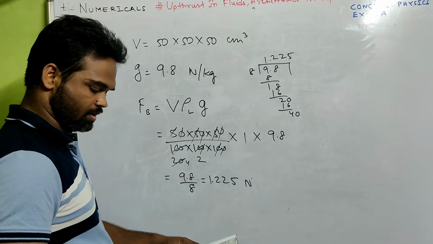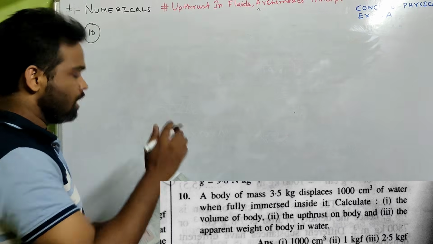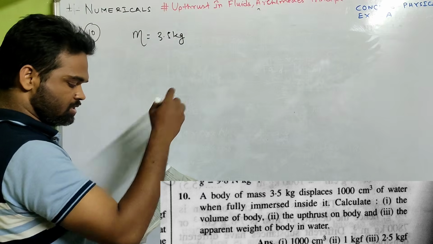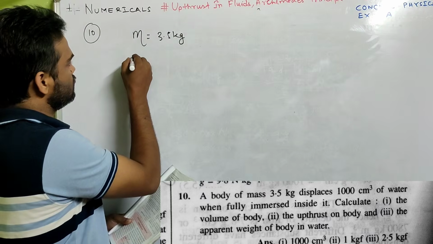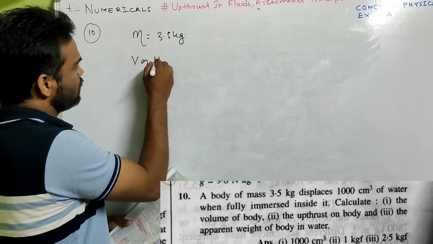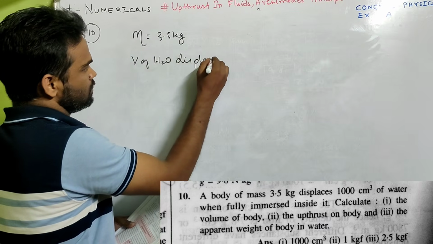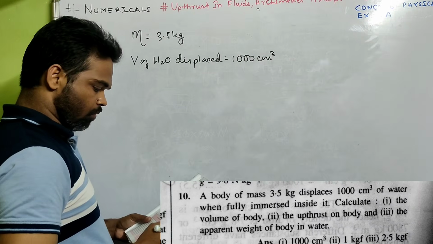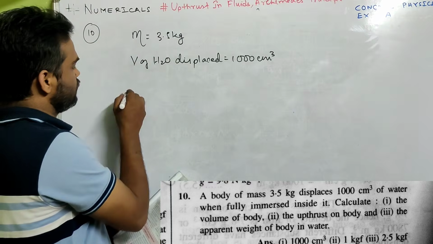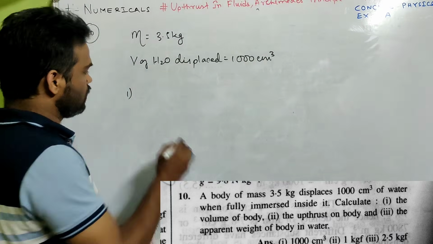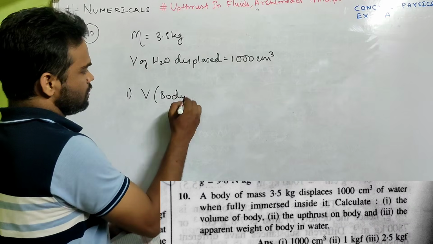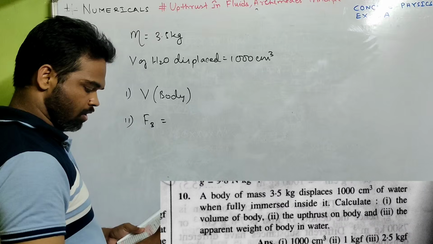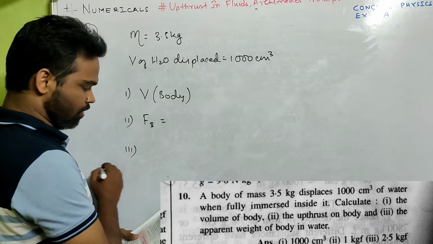Now let us see the last one, number 10. A body of mass 3.5 kg displaces 1000 centimeter cube of water when fully immersed inside it. So volume of water displaced here is 1000 centimeter cube. Number 1, calculate the volume of the body. Number 2, the upthrust on the body and the apparent weight of the body in water.